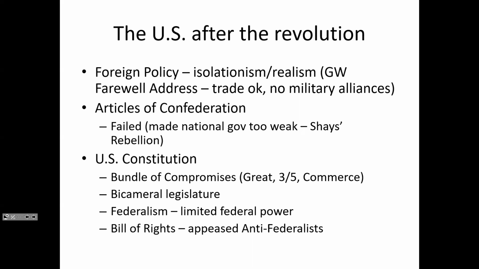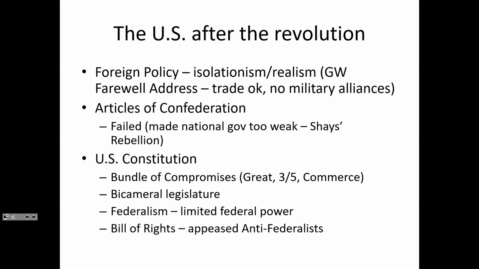But he said trade was okay, which is why I put realism there, right? The direction of U.S. foreign policy is done to benefit the United States, not other countries that aren't the United States. So, you know, I like to put realism with that.